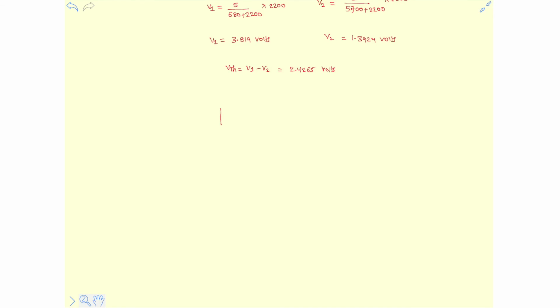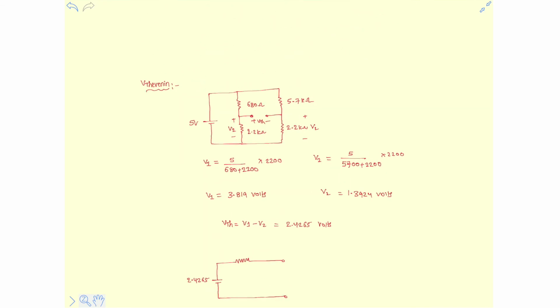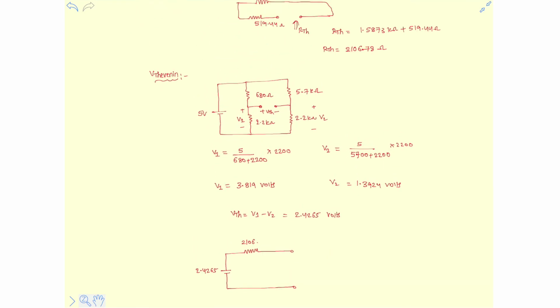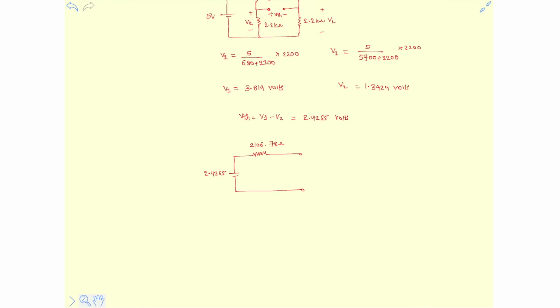Once after calculation of VTH and RTH, it is very easy to draw the Thevenin equivalent circuit. 2.4265 volt in series with a resistor. How much is the resistance? R Thevenin is 2106.78 ohm, and here we can connect the resistance RL. This left side part is known as the Thevenin equivalent circuit. That's it. Thank you.